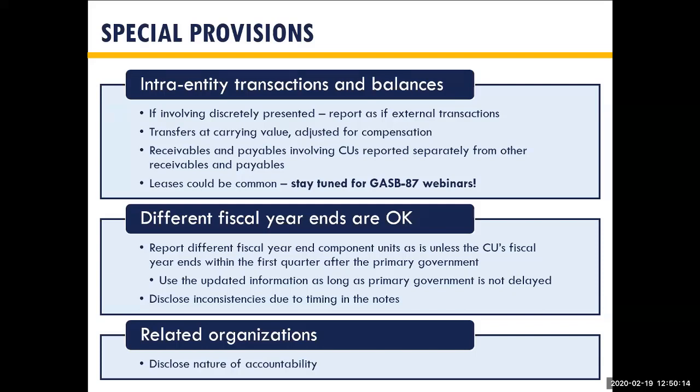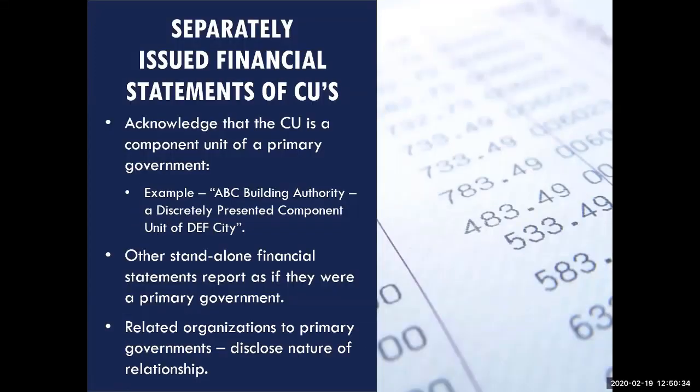And in related organizations, we are required to disclose the nature of the accountability between the related organization and the primary government. So take a look at these and keep these for your own use. Now, I did mention separately issued financial statements of component units and other special organizations. The separately issued financial statements of component units should acknowledge that they are component units of a primary government. This is usually on the title page. And I show one on the screen here, the ABC Building Authority, a discretely presented component unit of DEF City. And obviously, you need to change that as needed for your organization.